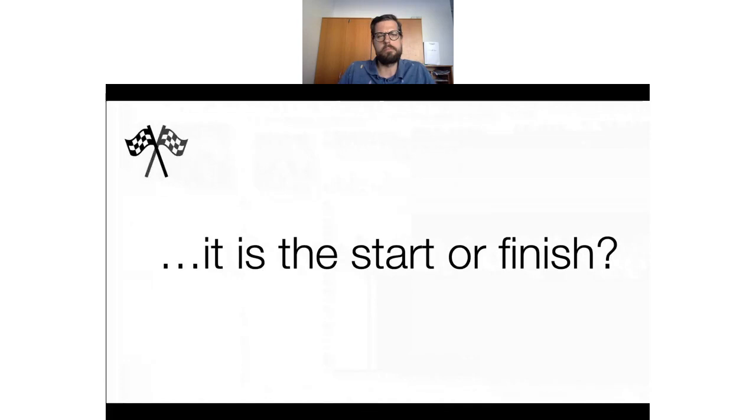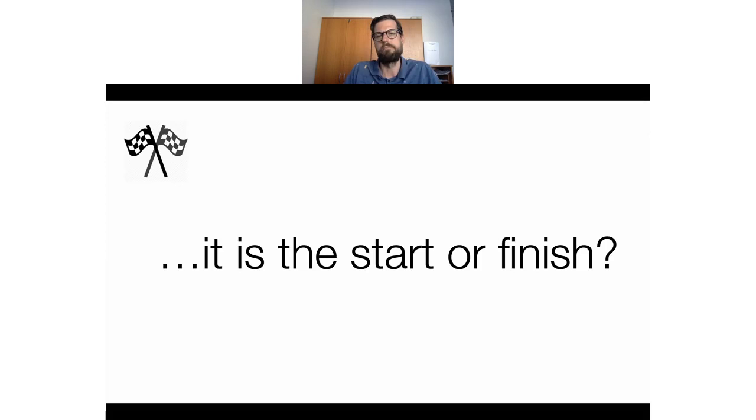So the question at the start, when we start endo, we always ask ourselves, is it the start or the finish? This question is very important because we must consider all the things that can happen during the treatment, and we must ask ourselves, does it really make sense? Is it worth it to start the endo?